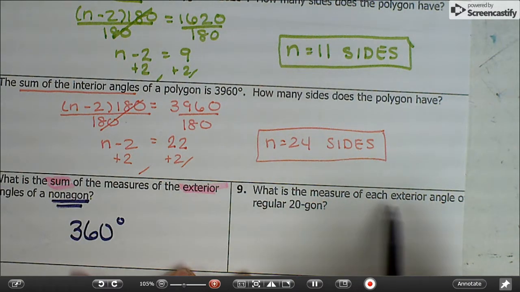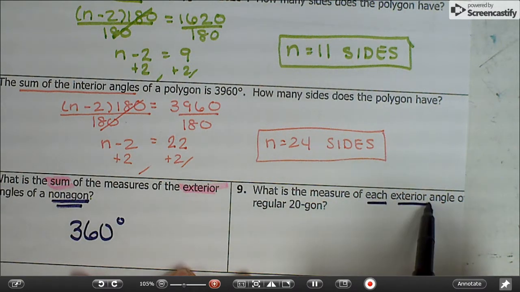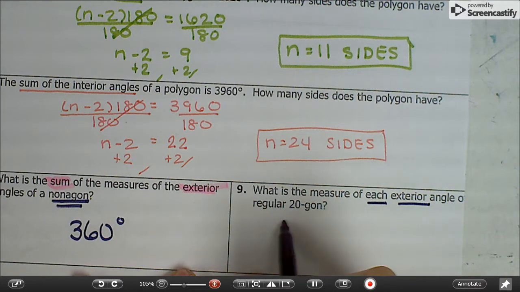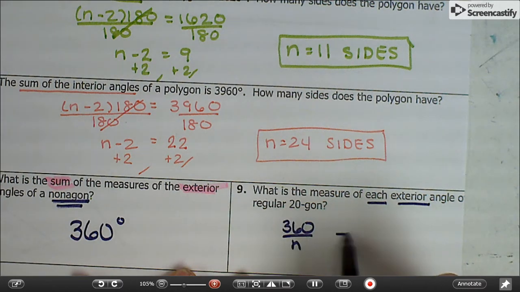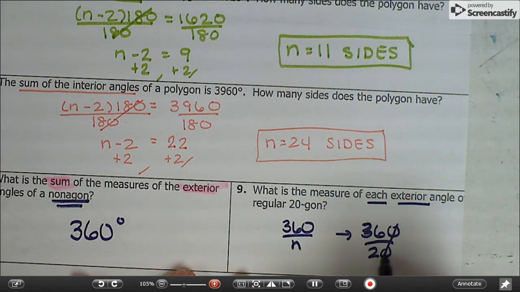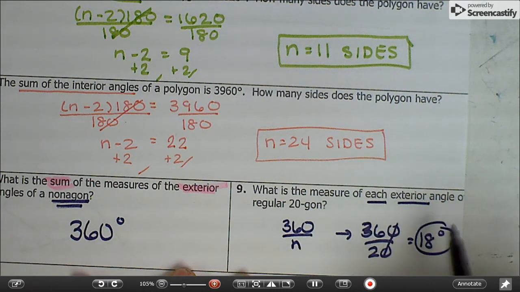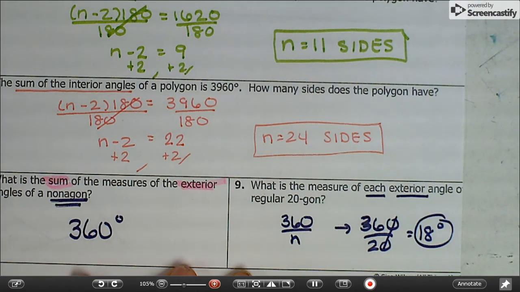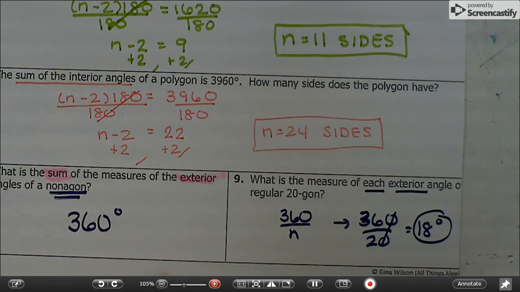What is the measure of each exterior angle of a 20-gon? Well, that formula is 360 divided by n. n is 20. So each exterior angle of a 20-gon is 18 degrees. All right, watch the next video for the harder problems.